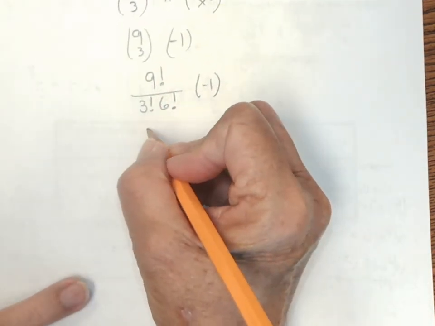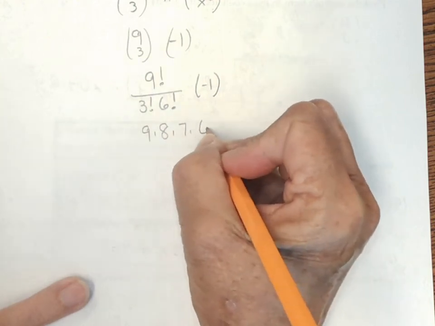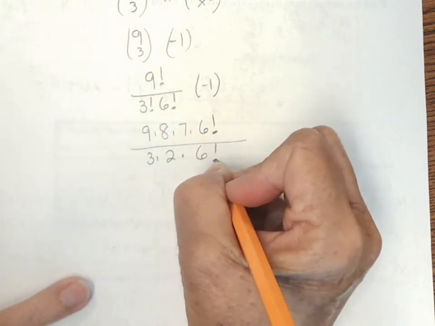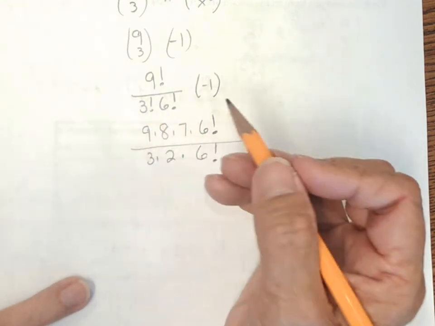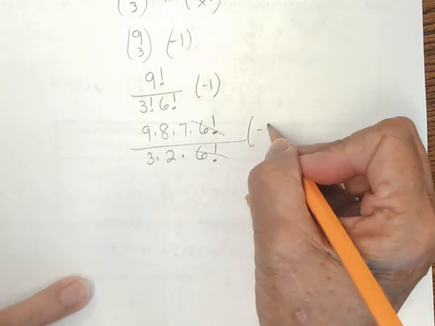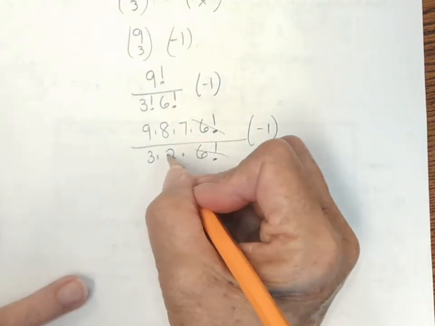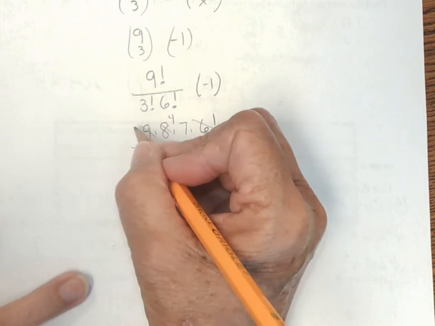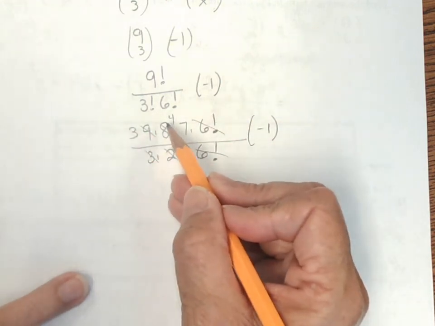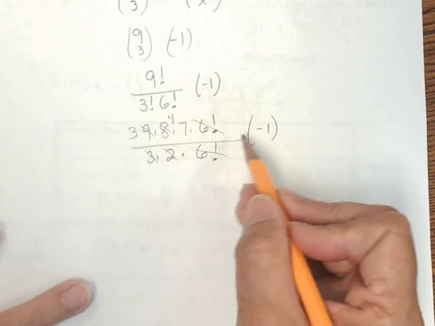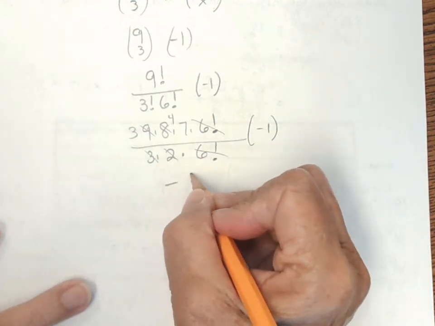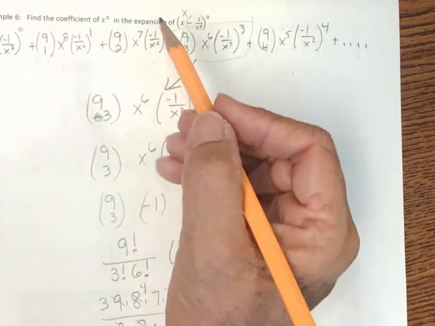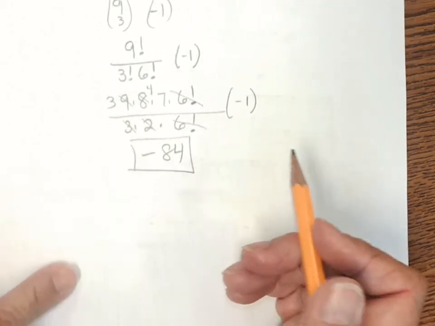9 factorial, I'm going to write that out, so that's 9 times 8 times 7 times 6 factorial over 3 times 2 times 6 factorial. And again, 3 times 2 is just 3 factorial. The 6, times negative 1. And now I'm going to go ahead and just simplify where I can. So 2 goes into 8 4 times. 3 goes into 9 3 times. So I'm left with 3 times 4 times 7 times negative 1 divided by 1. And that gives me a negative 84. So that is the coefficient of the x to the 0 term.